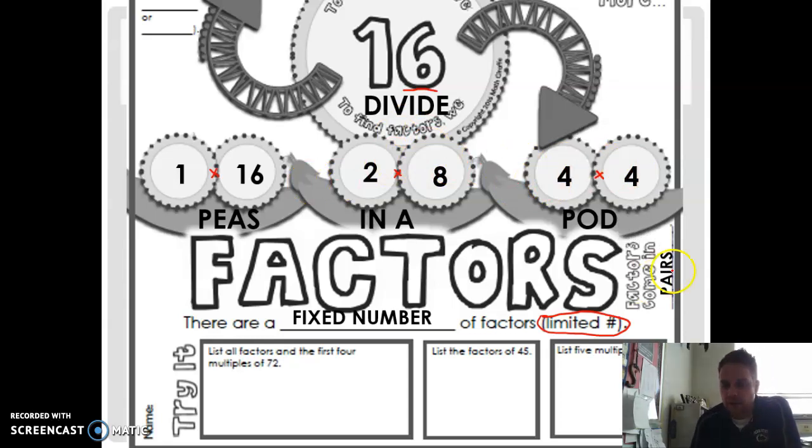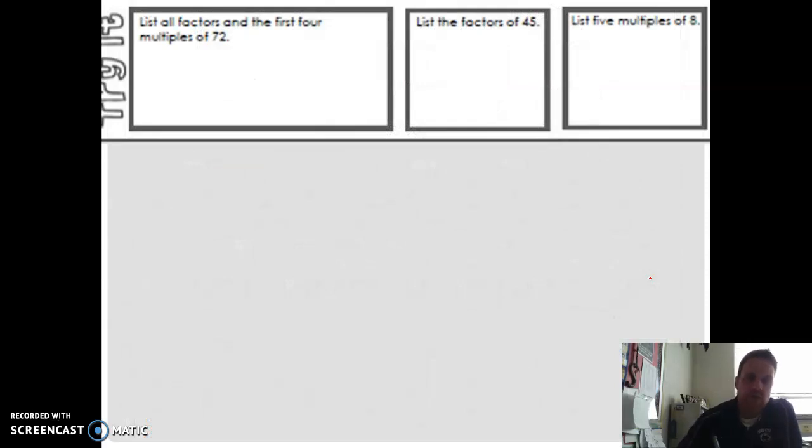Again, factors come in pairs. So let's move on and let's try a few. This says list all the factors and the first 4 multiples of 72. Now, you're going to have to write kind of small because we don't have a lot of room here. But let's first list all the factors of 72.